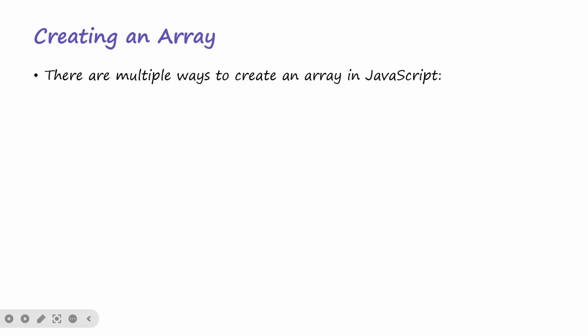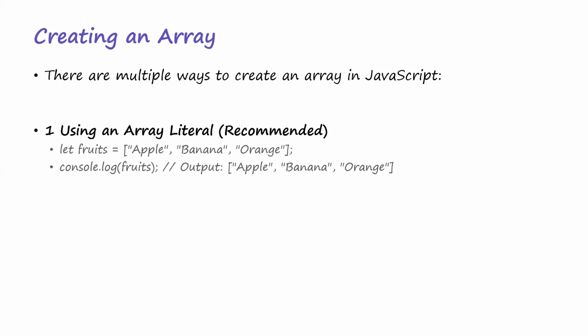So how do we create an array? We have multiple ways, but the most commonly used and recommended one is using the array literal. For almost everything we have talked about, like when we want to create a regular expression, we have the literal method of creating it. When we talked about objects, we also have the literal method. So this is the recommended way to create an array.